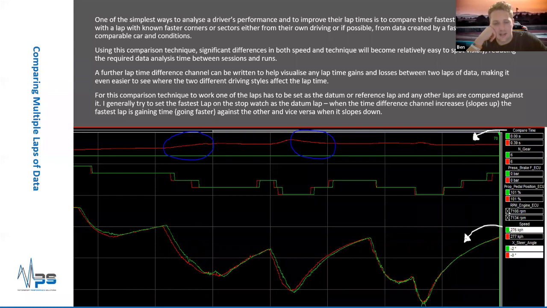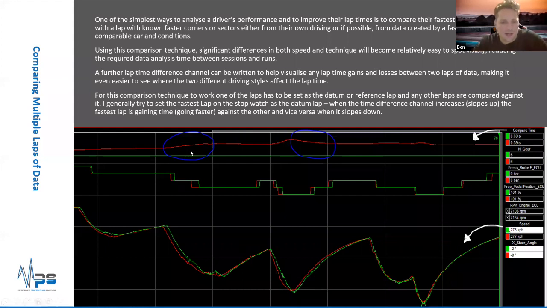And what you can do there is visualize what you did differently. We have a number of techniques for this, but the most obvious one is using what's called a variance or a time diff math channel, which I call compare time. I've got this at the top here, and what this does is compare the time difference between the two laps you have. The green trace is one lap and the red trace is another. What we do is make one of them the datum, and then compare the other one to that.